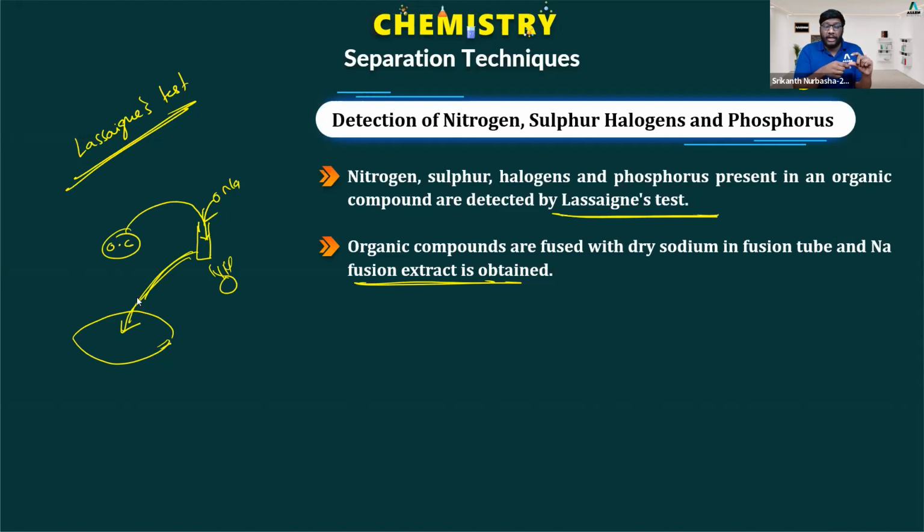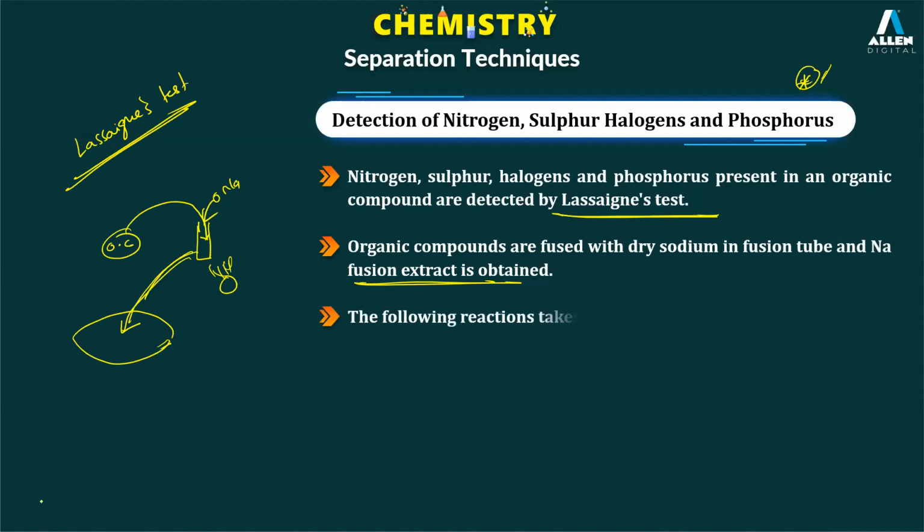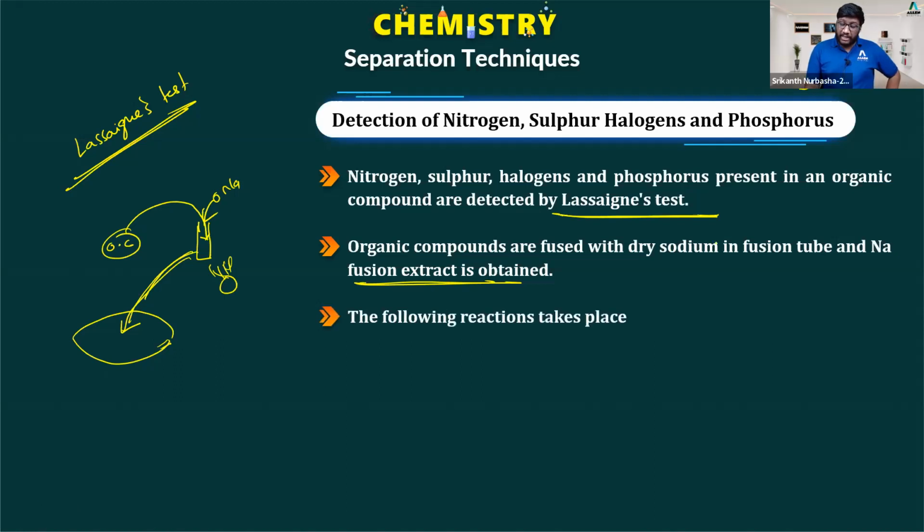While adding sodium, you have to be careful because it is highly reactive with water. You have to add the organic compound, heat it to a very high temperature, and then add it to the mortar and pestle and grind it. Whatever compound you have, that is nothing but your sodium fusion extract. Sodium fusion extract also includes the glass that we have added. Understood this point or not? Yes, sir. So organic compounds are fused with dry sodium in a fusion tube and sodium fusion extract is obtained.